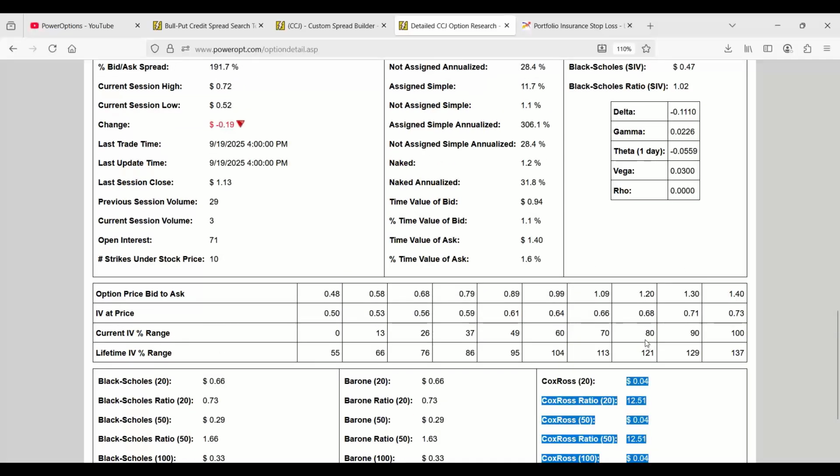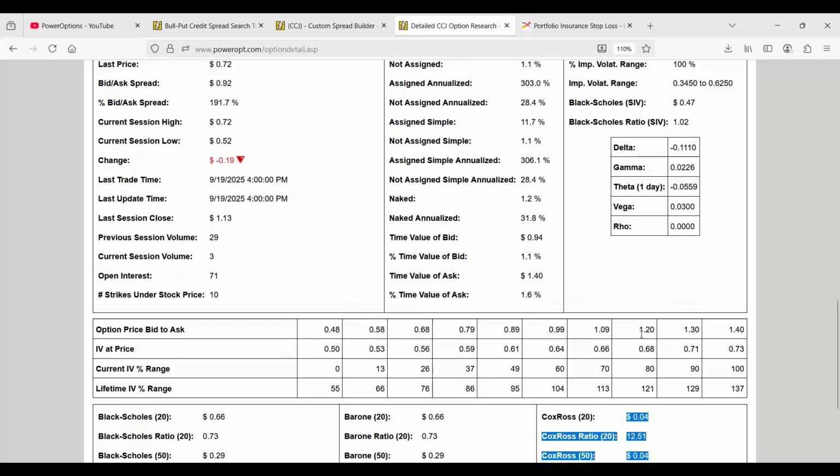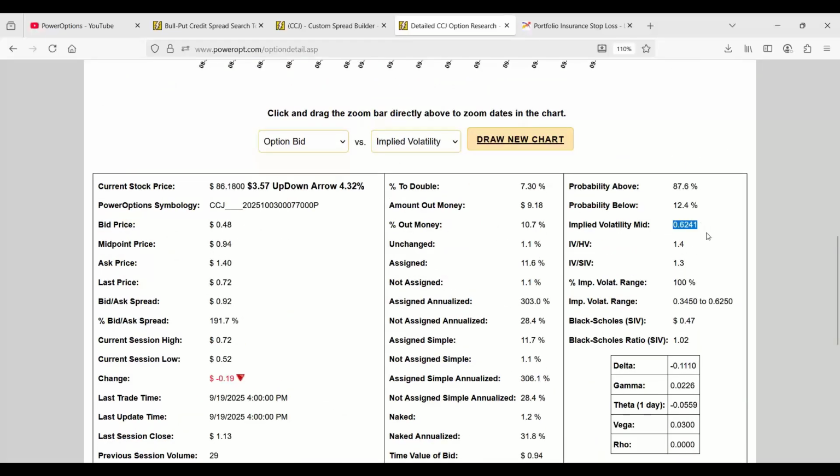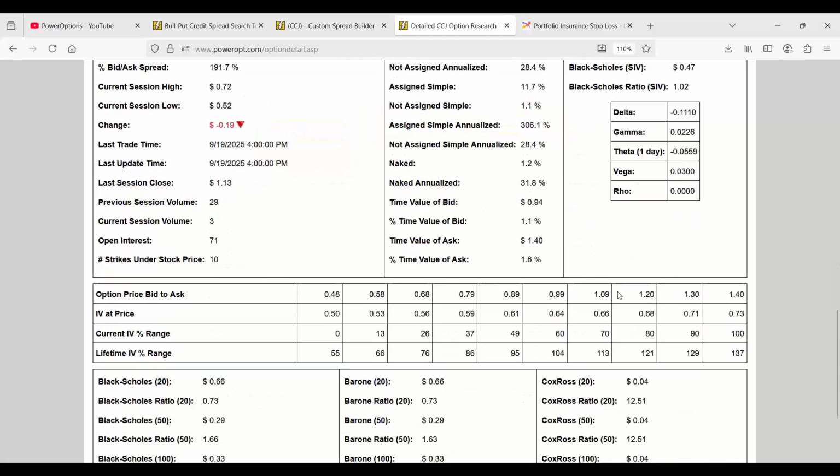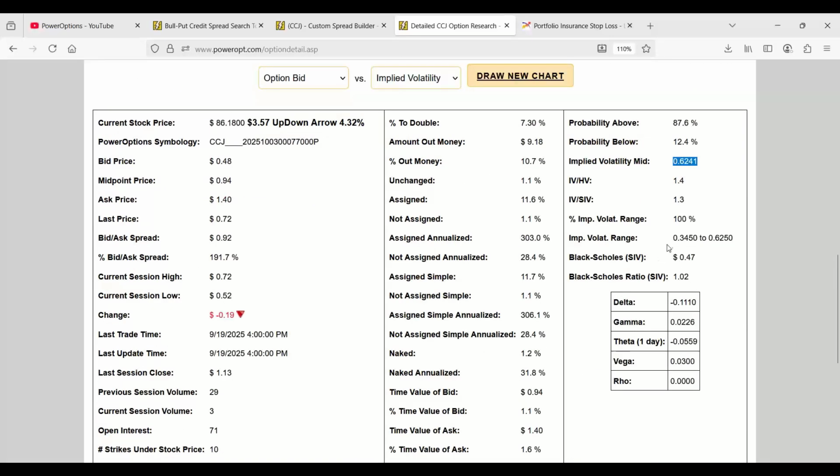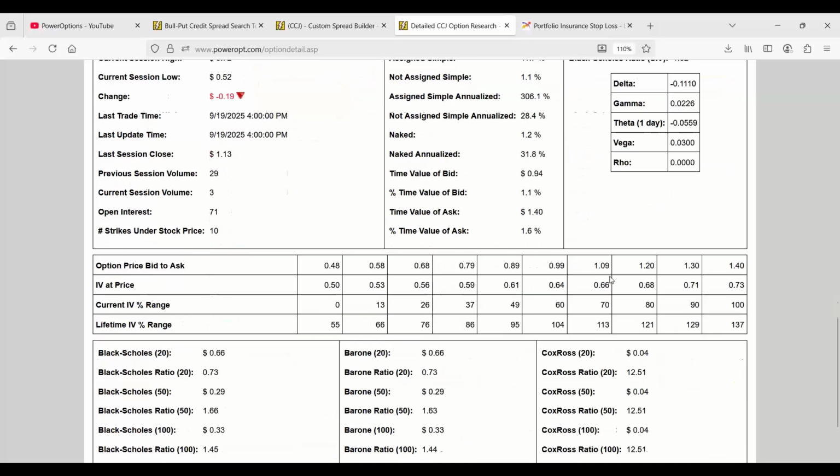Now again, we saw that the implied volatility of the current option is at 0.6241, and that's at the midpoint price. And we know we're at 100% right now at the midpoint price. The total implied volatility range since this option was released on the market is 0.3450 to 0.6250.